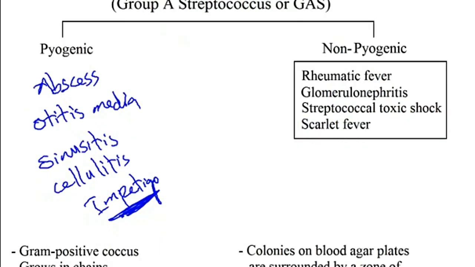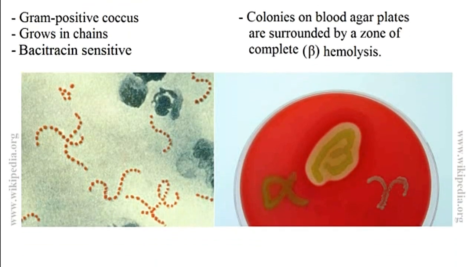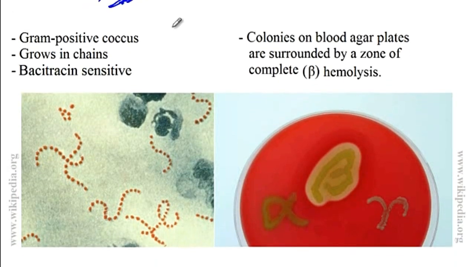Now, in terms of features of this infectious organism, Streptococcus pyogenes is a gram-positive cocci that grows in chain. So here you can see the cocci that are growing in chain, and then they are also sensitive to bacitracin. So if you add bacitracin to the culture media, the Streptococcus pyogenes would not be able to grow. And then the other important feature of this infectious organism is that it's a beta hemolytic organism, which means that it will cause complete hemolysis of the blood.